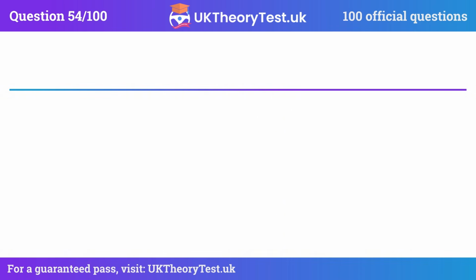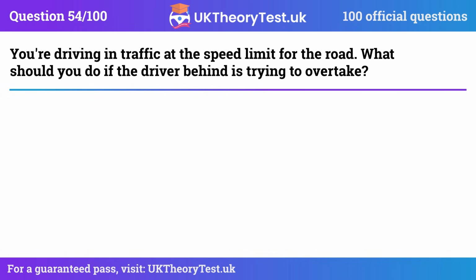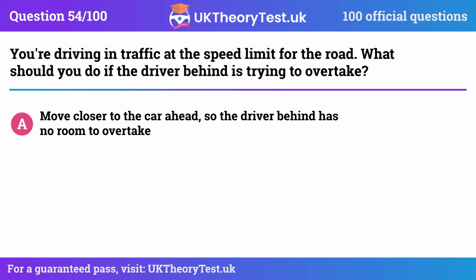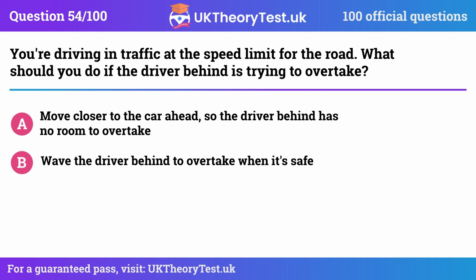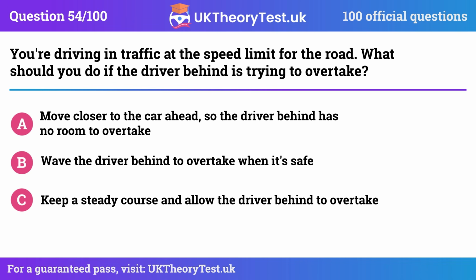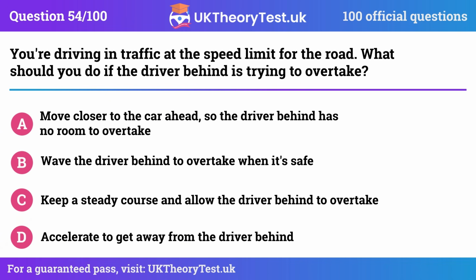Question 54. You're driving in traffic at the speed limit for the road. What should you do if the driver behind is trying to overtake? A. Move closer to the car ahead so the driver behind has no room to overtake. B. Wave the driver behind to overtake when it's safe. C. Keep a steady course and allow the driver behind to overtake. D. Accelerate to get away from the driver behind.